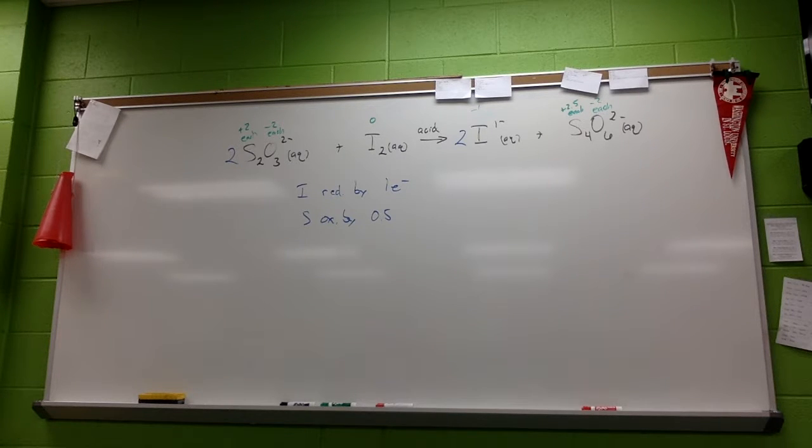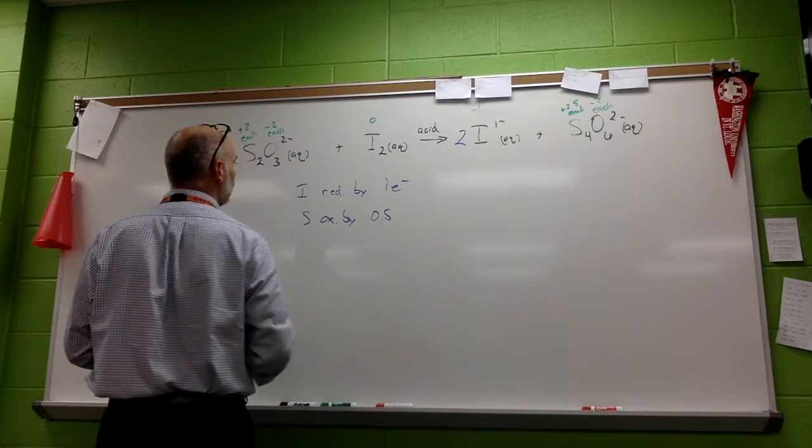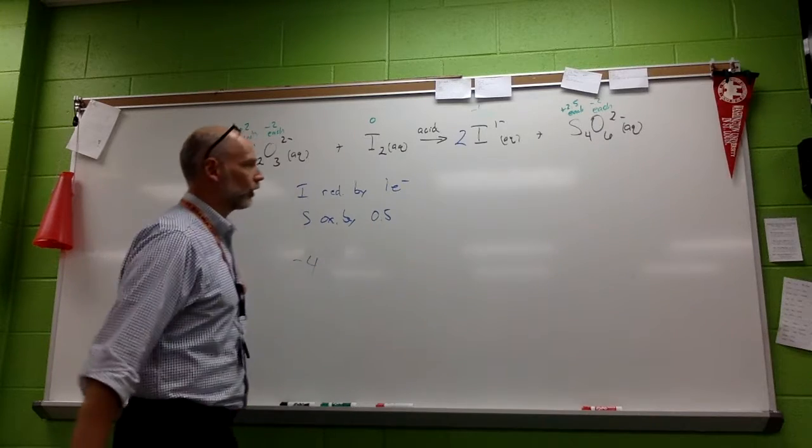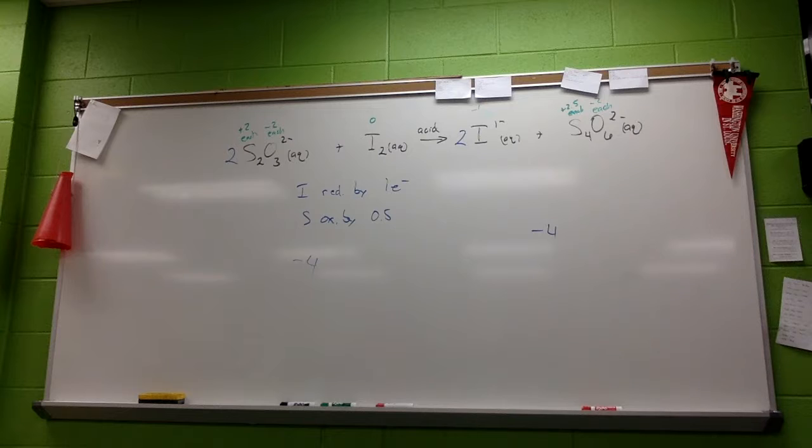Well, do all of the atoms balance? Are the oxygens balanced? Right. What's the last thing we have to check? The charge. What's the net charge on the reactant side? -4. What is the net charge on the product side? -4. Boom. You're done.